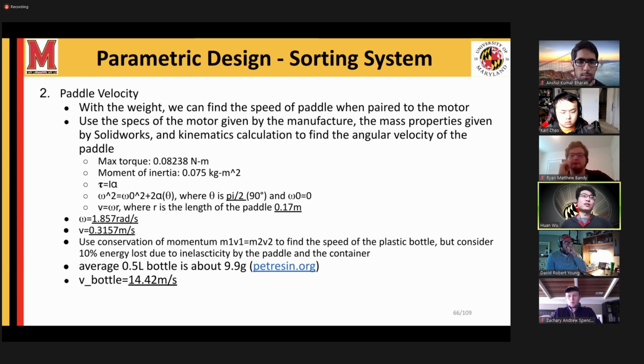So with tau equals I alpha, and these two kinematic equations, we conclude that the angular velocity will be around 1.857 radians per second, which equals about 0.3157 meters per second with our paddle length of 70 centimeters. With that speed, we conclude that the bottle will be launched at a speed of about 15 meters per second.